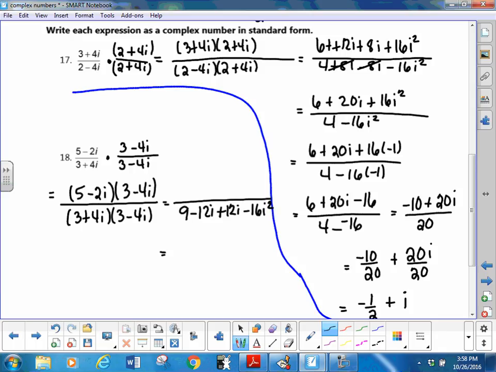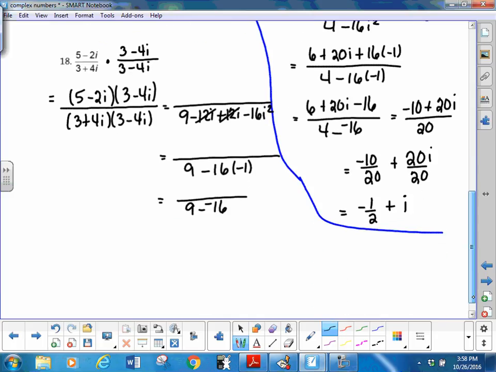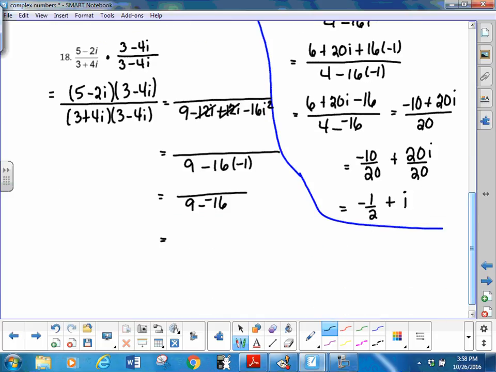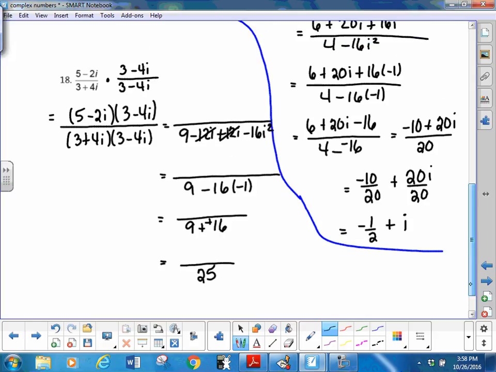And we'll just deal with the denominator, then we'll come back and deal with the numerator. So if you look, those two cancel out, and we're left with 9 minus 16I squared. I'm going to go ahead and plug in my negative 1 here for I squared. And I get 9 minus negative 16, which is equivalent to 9 plus 16, and we have 25 in the denominator.